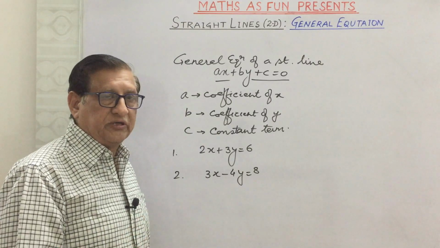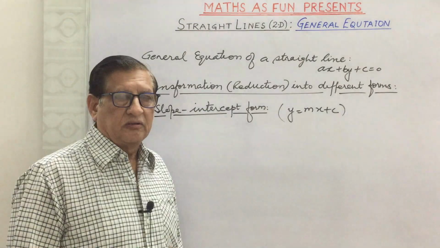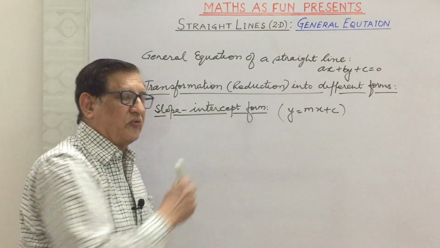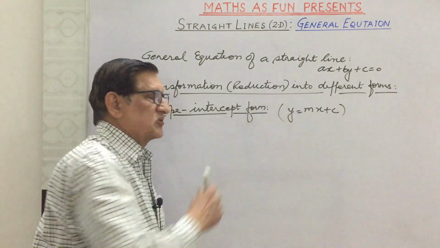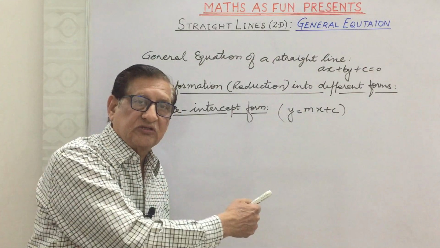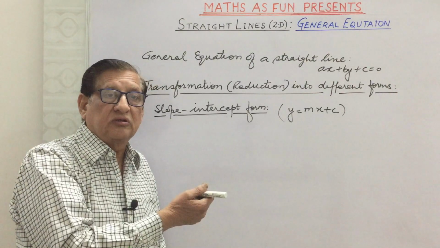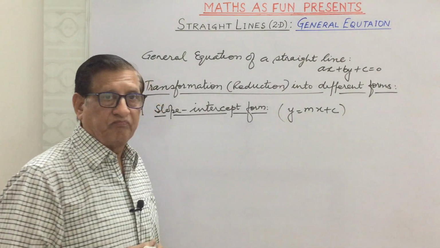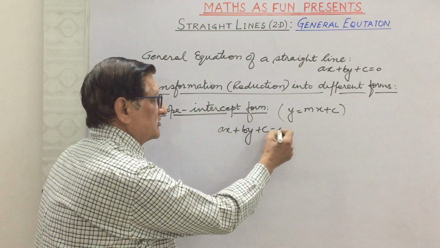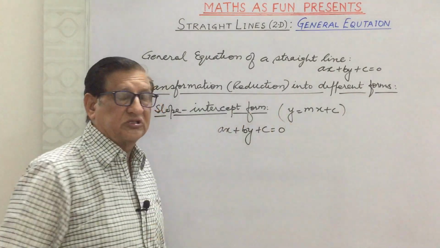Now we'll learn how to reduce them into the different forms of the equations of the straight line. The first form of the equation of the straight line is slope-intercept form, which is y equal to mx plus c, where m is the slope of the line and c is its intercept on the y-axis. Now how to reduce the general equation in this form? The general equation of the line is ax plus by plus c equal to 0. To reduce this, we will compare this with this equation.